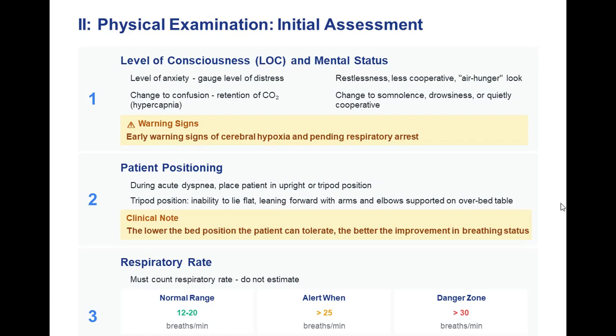The third and arguably most fundamental part of the physical exam is the respiratory rate, RR. You must count the respiratory rate accurately over a full minute. Do not estimate. The normal range is 12 to 20 breaths per minute. We must be alert when the rate is over 25 breaths per minute, as this indicates significant effort. The danger zone is over 30 breaths per minute.